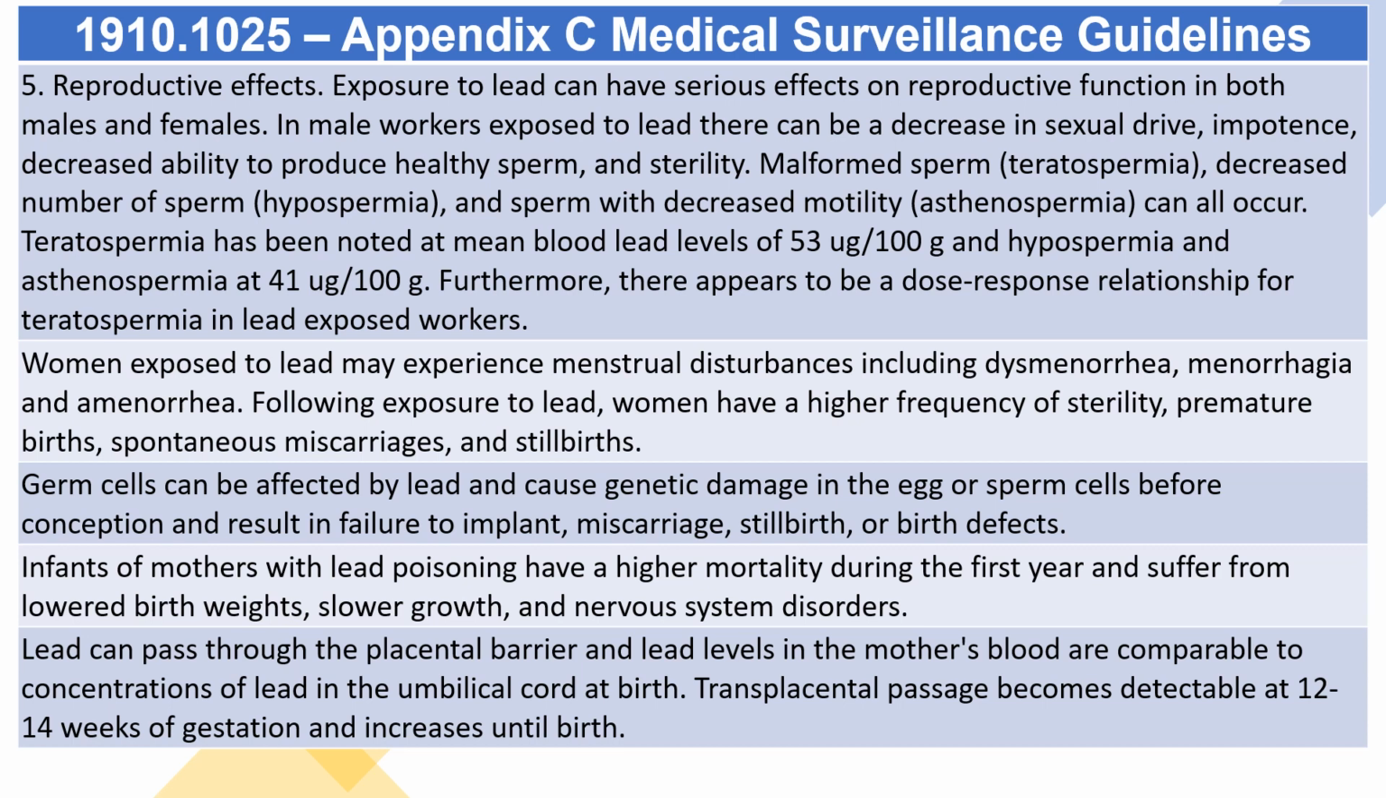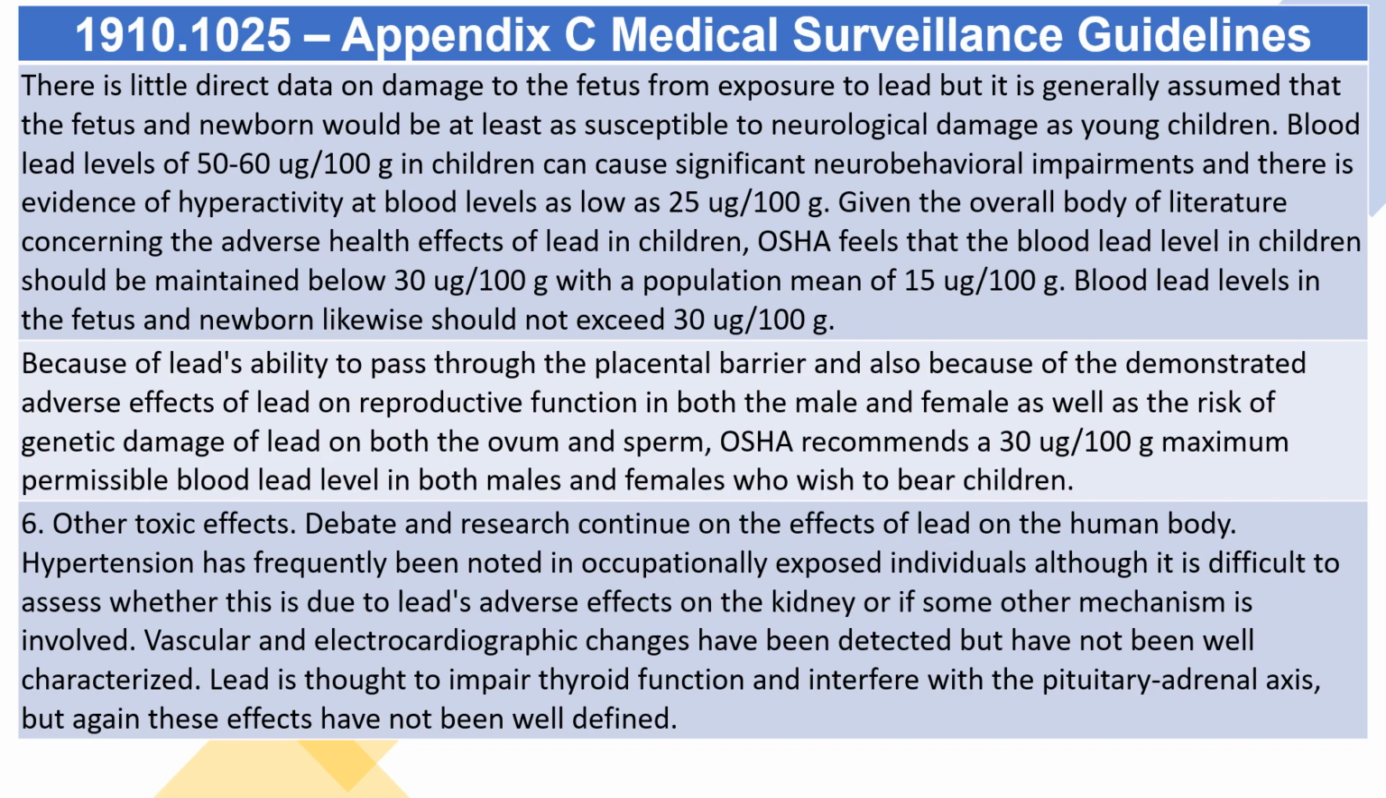Lead can pass through the placental barrier, and lead levels in the mother's blood are comparable to concentrations of lead in the umbilical cord at birth. Transplacental passage becomes detectable at 12 to 14 weeks of gestation and increases until birth. There is little direct data on damage to the fetus from exposure to lead, but it is generally assumed that the fetus and newborn would be at least as susceptible to neurological damage as young children.